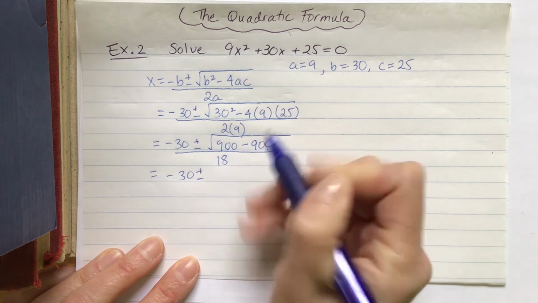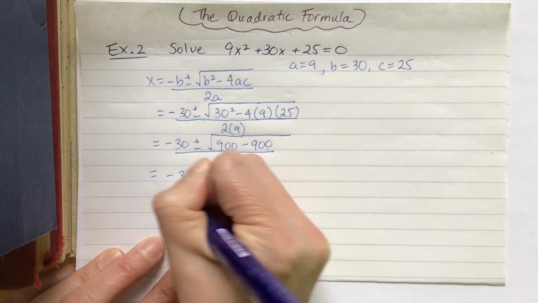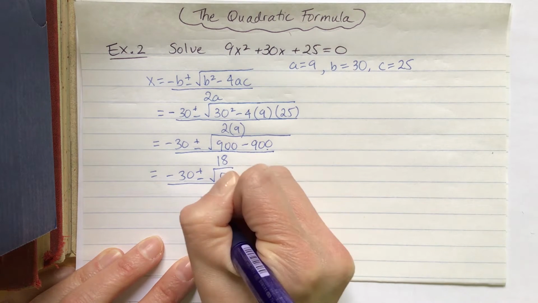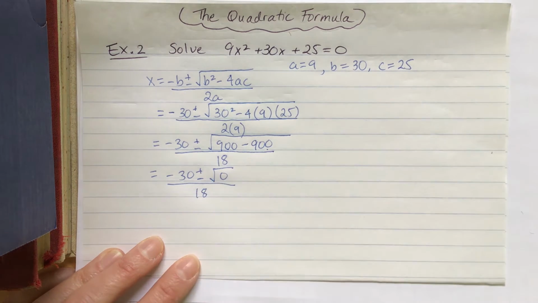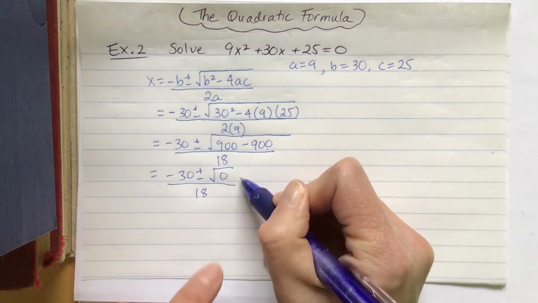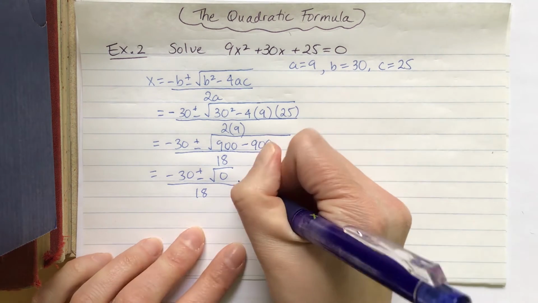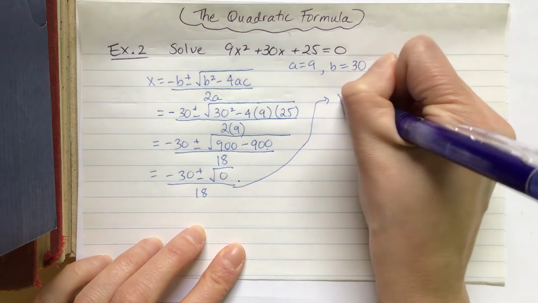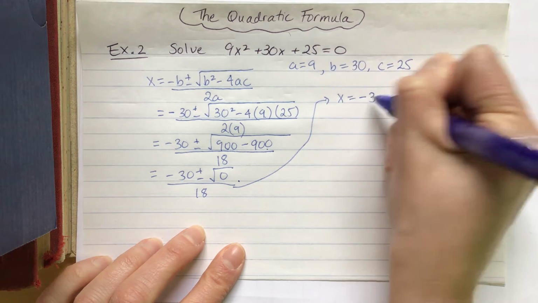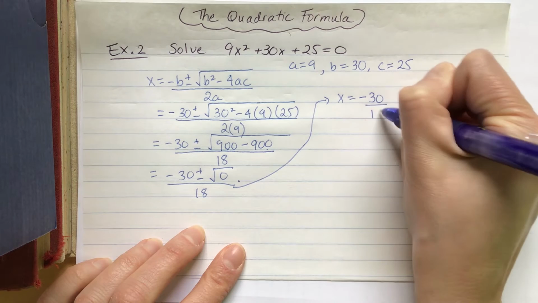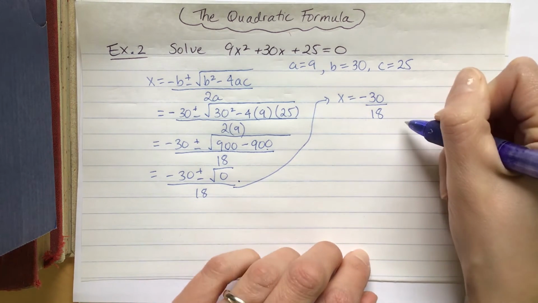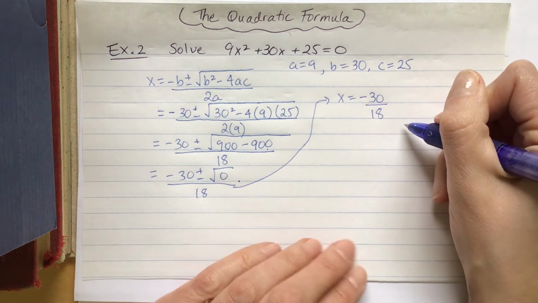And 900 minus 900 gives us 0, of course. So we end up with negative 30 plus or minus the square root of 0, over 18. Now, you can take the square root of 0, and it's just going to be 0. So what we end up with is x is equal to negative 30 over 18. Okay, so notice here there's only going to be one solution.